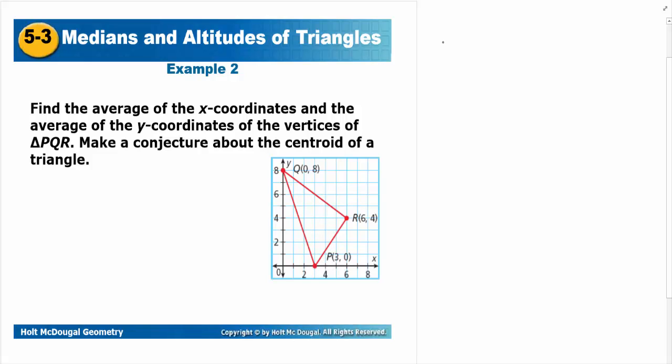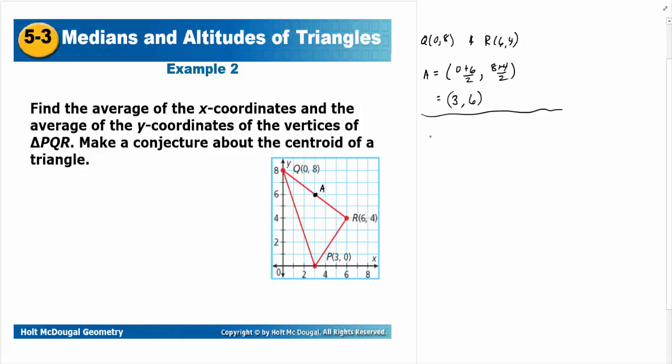So I'm going to look at Q, which is 0, 8, and R, which is 6, 4. I'm going to find the midpoint of that one. Let's call these A, B, C, just because there are going to be 3 of them. So A is going to be 0 plus 6 over 2 and 8 plus 4 over 2. So that's going to be 6 over 2 is 3 and 12 over 2 is 6. I'm going to label that point 3, 6. That's point A.